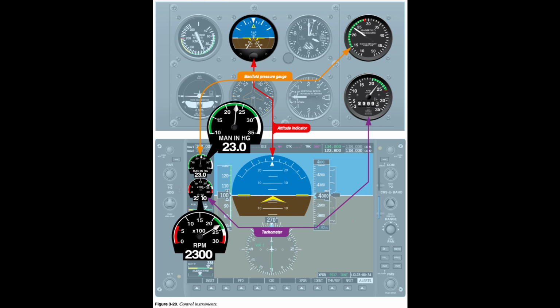Control instruments. The control instruments display immediate attitude and power changes and are calibrated to permit adjustments in precise increments. Figure 3.20. The instrument for attitude display is the attitude indicator. The control instruments do not indicate aircraft speed or altitude. In order to determine these variables and others, a pilot must reference the performance instruments.